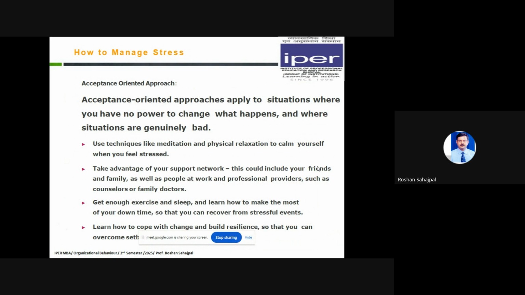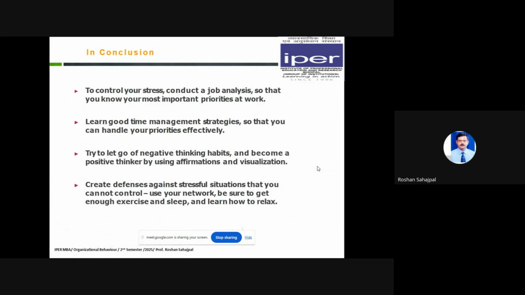And learn how to change. तो अपने अंदर एक रेजिलियंस पैदा करिए, फ्लेक्सिबिलिटी, कि चेंजेस तो होंगे, हमको अडेप्ट करने हैं. तो अगर आपका ये माइंडसेट बन जाता है तो स्ट्रेस आराम से मैनेज हो सकता है. तो इन कंक्लूजन, टू कंट्रोल योर स्ट्रेस, कंडक्ट अ जॉब एनालिसिस, कि पता करिए कि what is actually the cause of your stress, and set your priorities right.